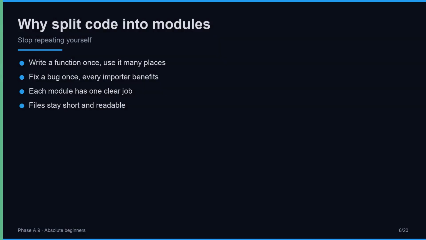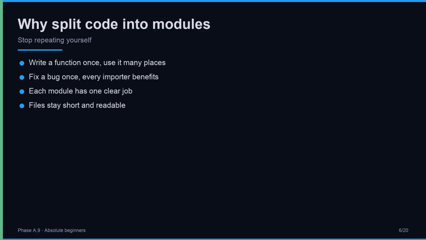Why split code into modules instead of keeping everything in one big file? Three reasons. First, you write a function once and reuse it everywhere, so you stop repeating yourself. Second, when you fix a bug in utilities, every file that imports utilities gets the fix at once. Third, each module has one clear job, which keeps files short and your project easier to read. Splitting code well is a skill you build over time.